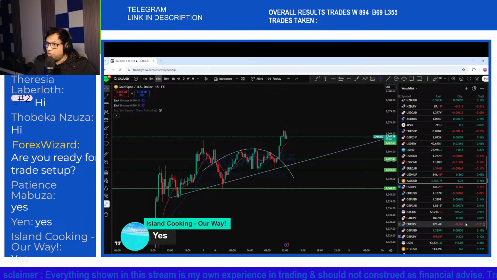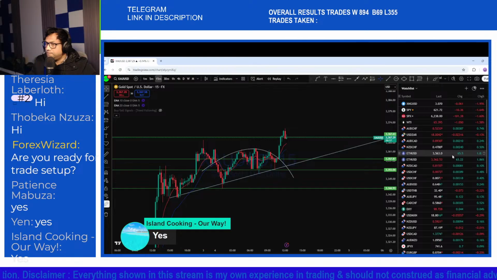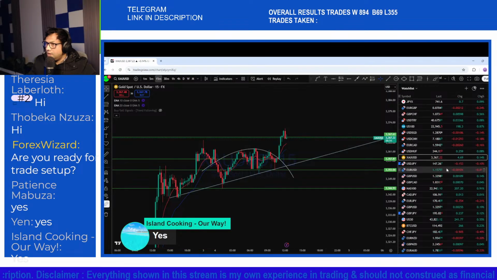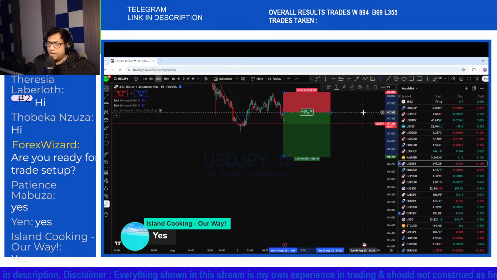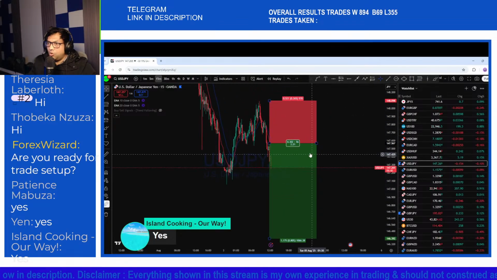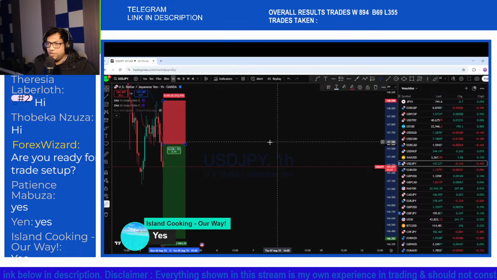Along with that, we are also running another trade, which is dollar yen. I'm running another trade on dollar yen. I will be looking at dollar yen as well along with gold. Dollar yen is also trending at the moment.